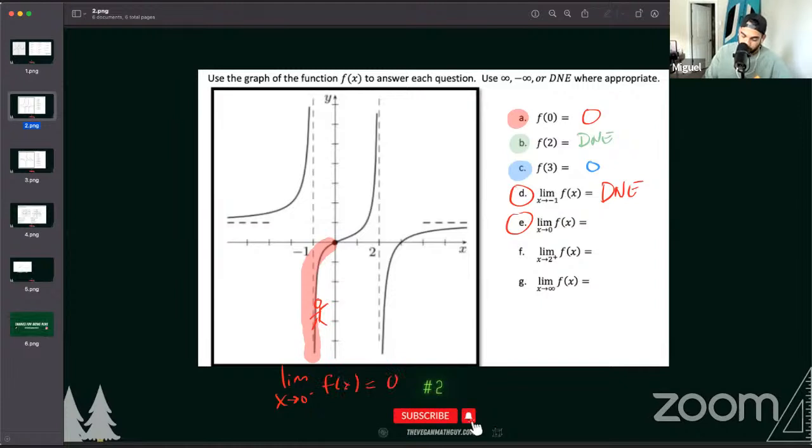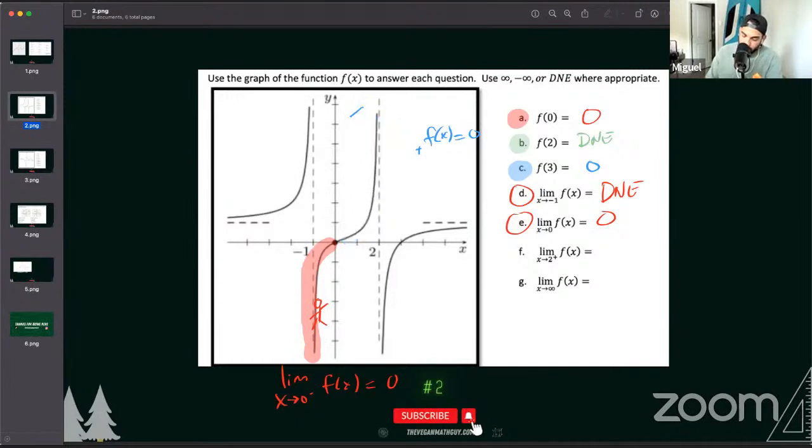And now let's try it again for the right side. You're on this graph, you're riding this wave. And again, what is the limit as x approaches 0 from the right side? It looks like it is also 0. The limit from the left and the limit from the right exist. Therefore, the limit is going to exist at 0. So for part E, we say that the limit is going to be 0.